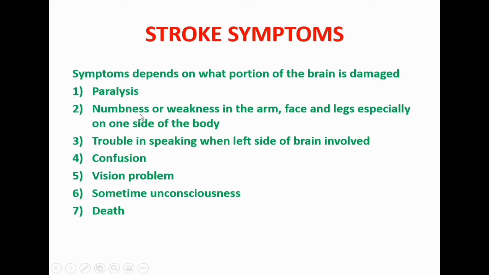Second one is numbness or weakness in the arm, face, legs, and especially on one side of the body. Third one, trouble in speaking or slurred speech, especially when the left side of the brain is involved. Fourth one is confusion. Fifth one is a vision problem, sometimes blurred vision or sometimes complete loss of vision. Sixth one, sometimes unconsciousness, in most cases unconsciousness, and finally death may also occur.